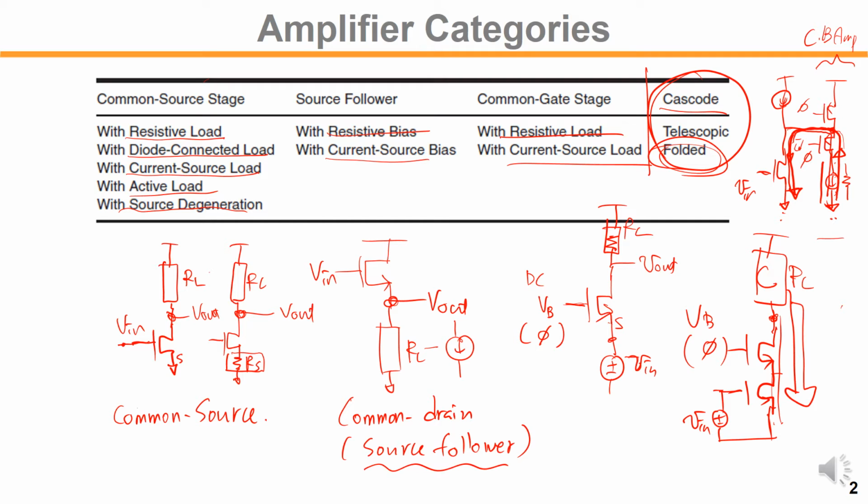So this is a brief review of the amplifier topologies. The first one is the common source stage, the second is the source follower, and the third is the common gate amplifier. Largely we can say the cascode is a combination of a common source and a common gate. The combination of those two leads us to the cascode structure, and the folded structure.